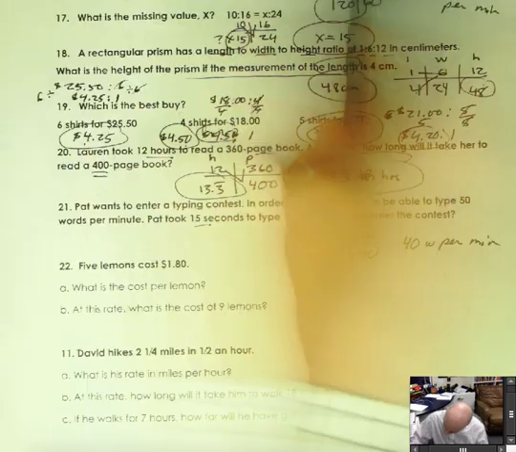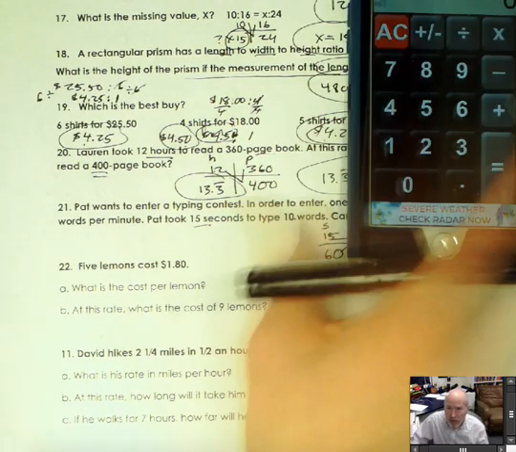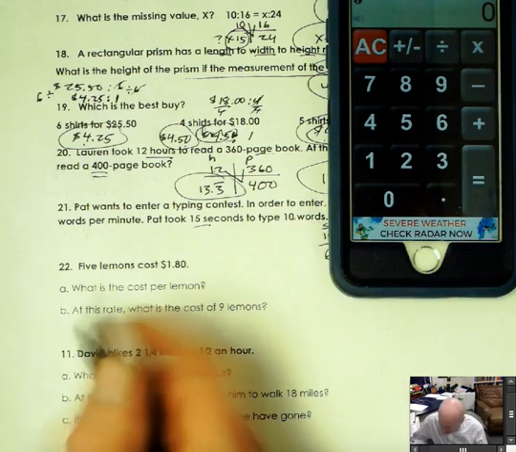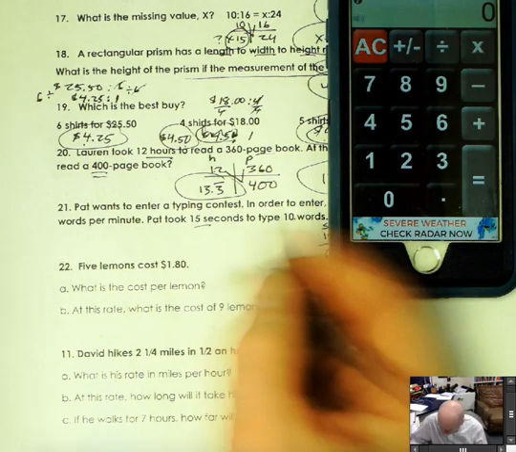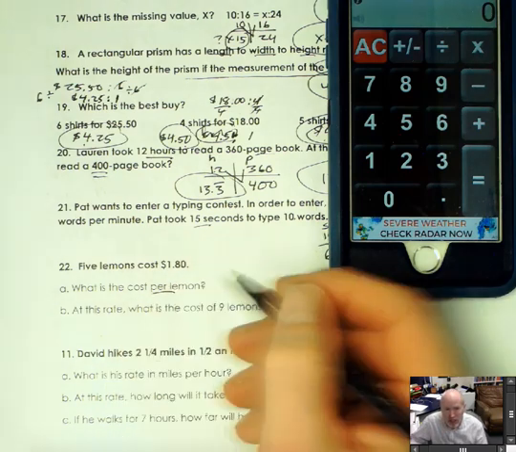All right. This one here has traditionally confused kids, and it's really pretty simple. I just put a whole bunch of questions there to make it look difficult. Test makers like doing that. 5 lemons cost $1.80. Okay. So we could figure out what is the cost per lemon. All this is saying is what's the unit rate.